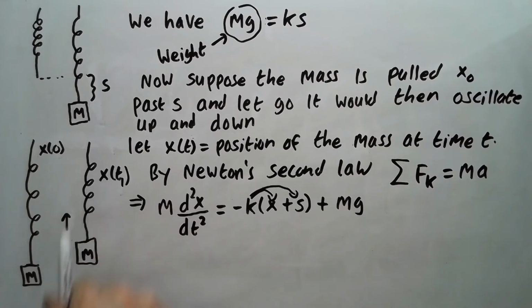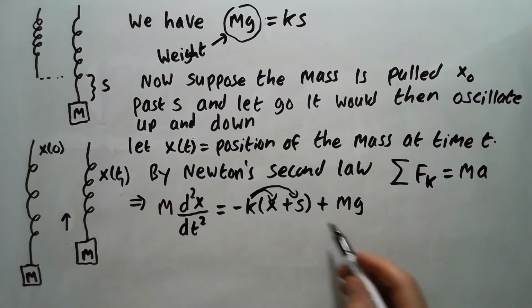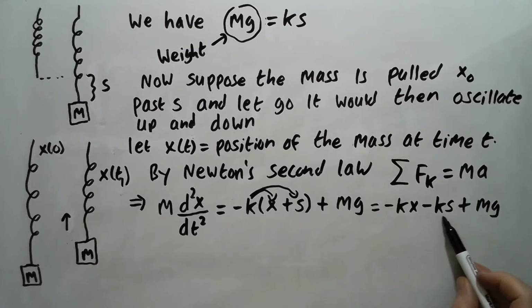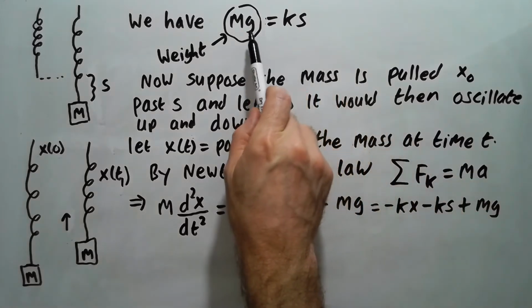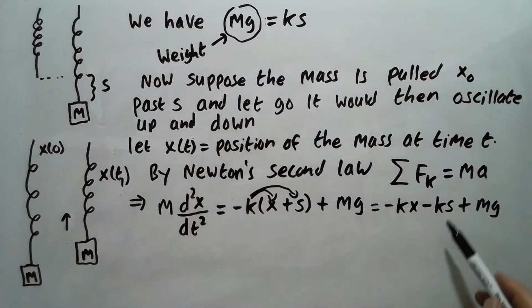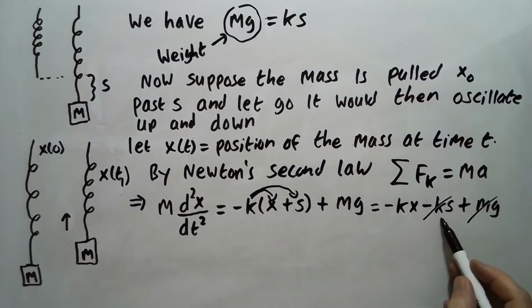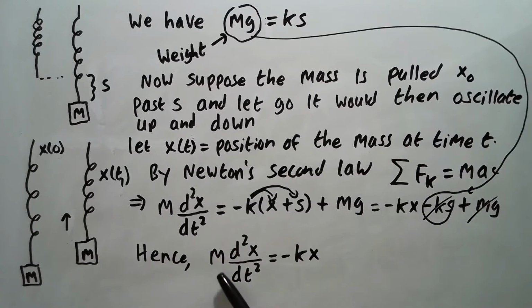And the mg is downward, which we're calling positive. Okay, so multiplying this in, we get negative kx minus ks plus mg. But up here, the mg equals ks, so these two will cancel, because this guy equals mg. So we can conclude, hence, this will be our differential equation: our mass times the second derivative of position equals negative kx.